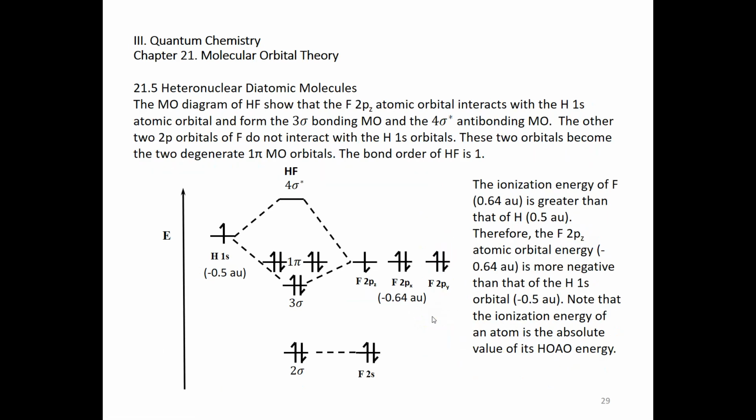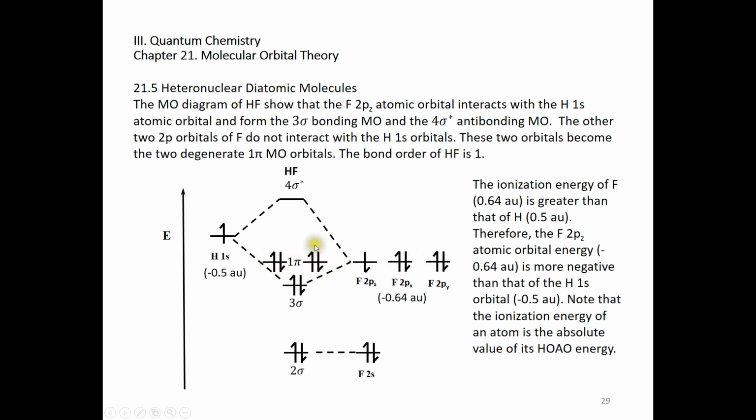The MO diagram of hydrogen fluoride shows that the fluorine 2pz atomic orbital interacts with the hydrogen 1s atomic orbital and forms a 3 sigma bonding orbital and a 4 sigma star anti-bonding orbital here and here. The other 2p orbitals do not interact with the hydrogen atomic orbital. So we just shift this to here at the same energy level.